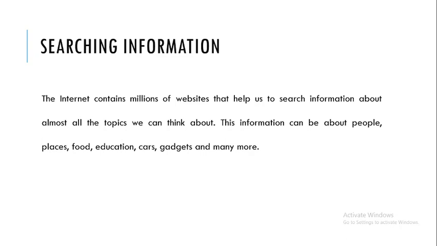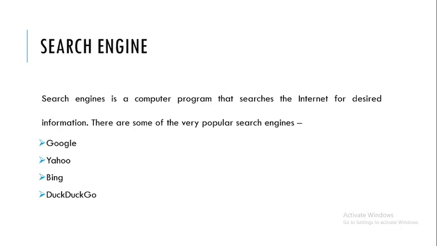Now you want to get some information about Samsung mobiles, so you can open the Samsung website and you can get the information. But sometimes it happens that we don't know the web address of a particular website. Then for that purpose we have to use a search engine. If you want to search any information on the internet, then we have to use a search engine. Then the question is, what is a search engine?